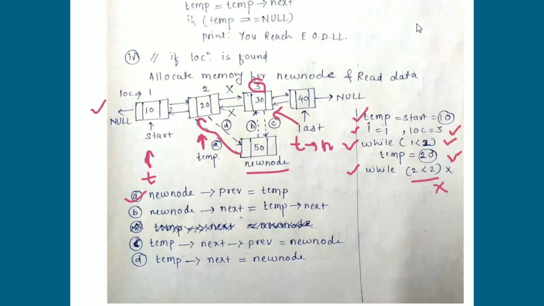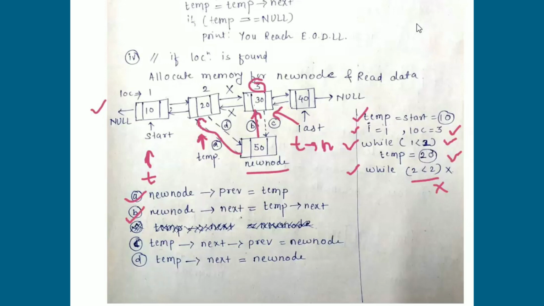After that, when you want to check new node next, so now after adding 50 in between 20 and 30, who becomes new node next? New node next becomes 30, and 30 is identified as temp next, right? So we can say that now new node next is equal to temp next.